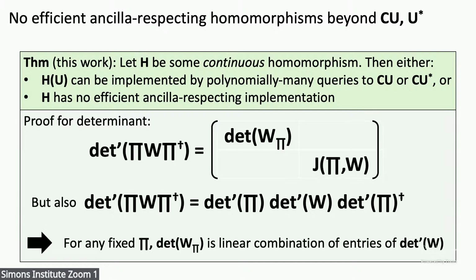Okay, now here's the next thing. Let's imagine I fix pi. So this is just a matrix. This is just a matrix. And so the product of these is actually a linear combination of the entries in det prime of W. And in particular, det of W pi is a linear combination of the entries of det prime of W.